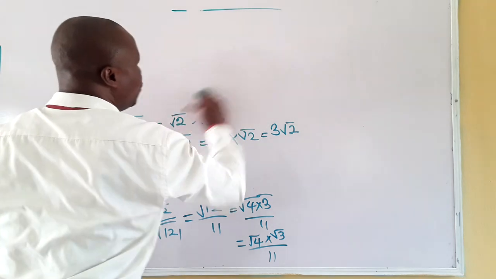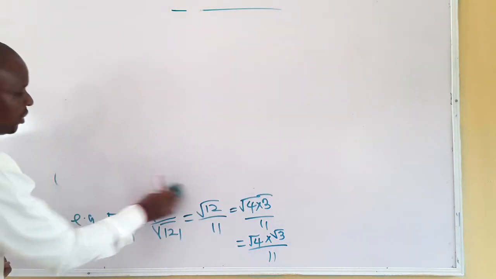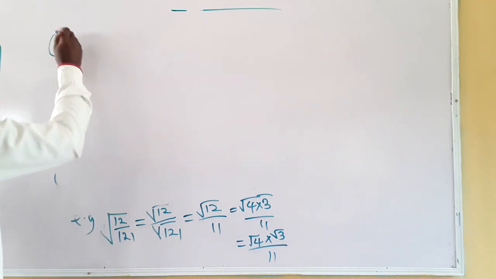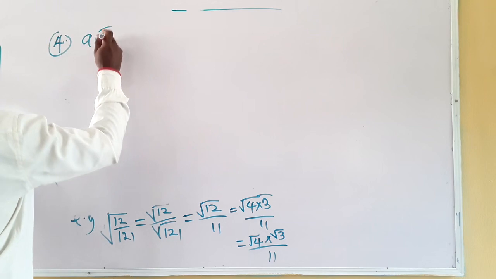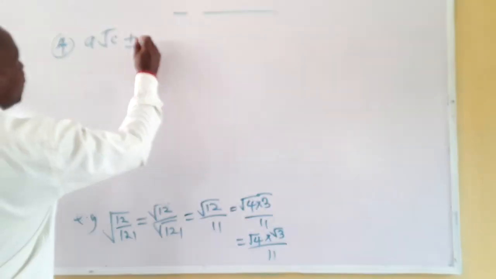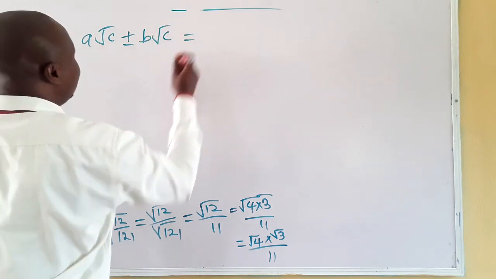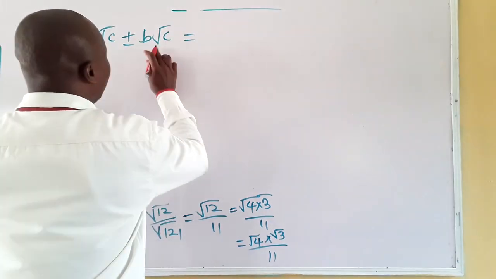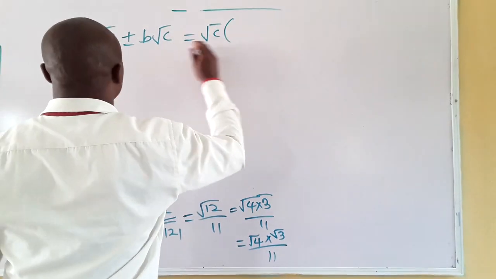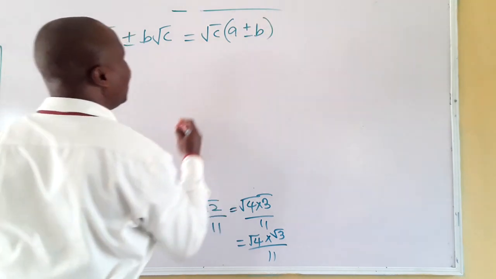The fourth rule, interchangeably, you can say either rule or law. Now, the fourth rule is this. When you have a root c, for instance, plus or minus b root c, this is the same thing as we can factor out the root c into a plus or minus b.